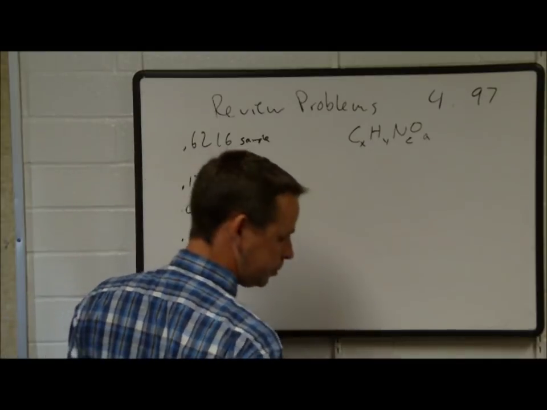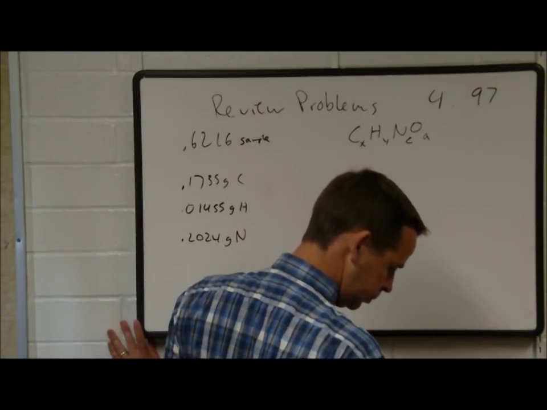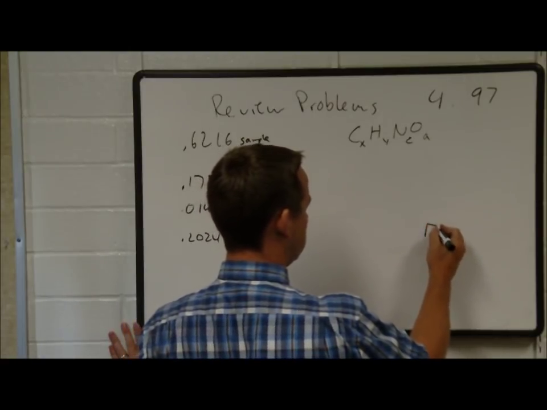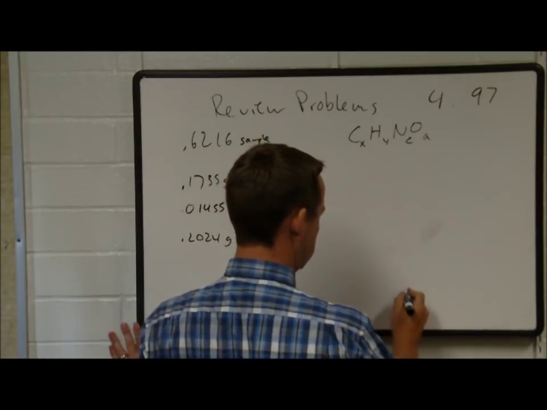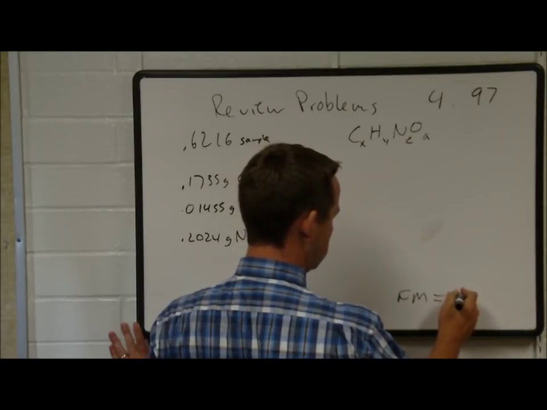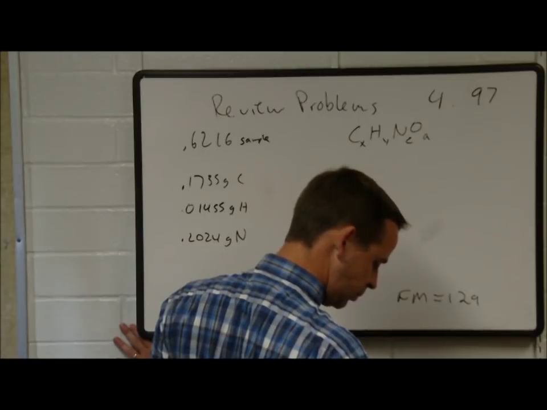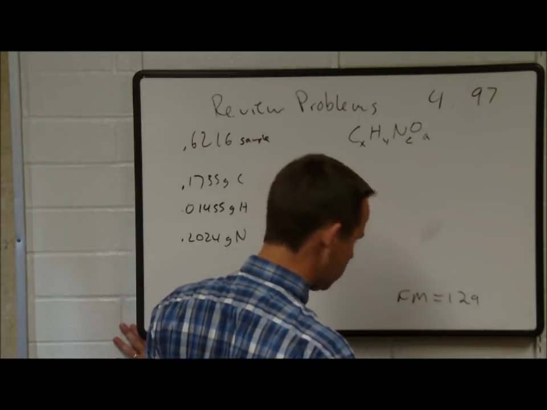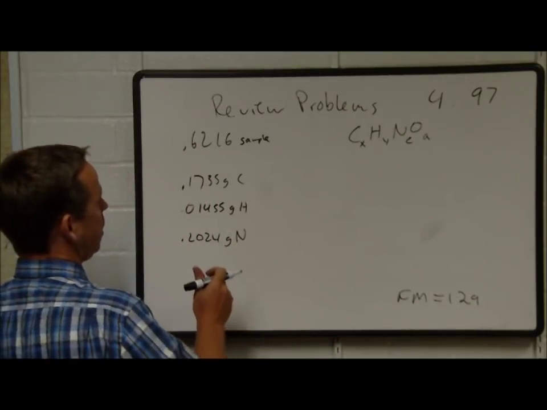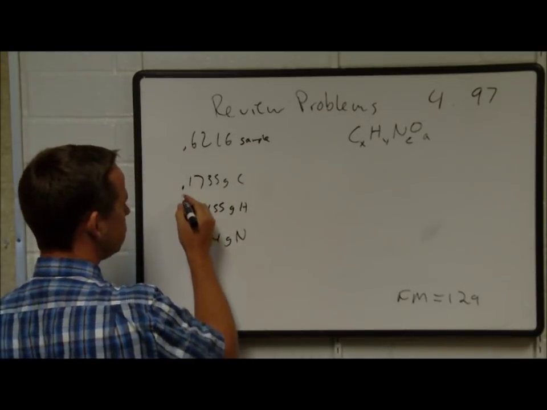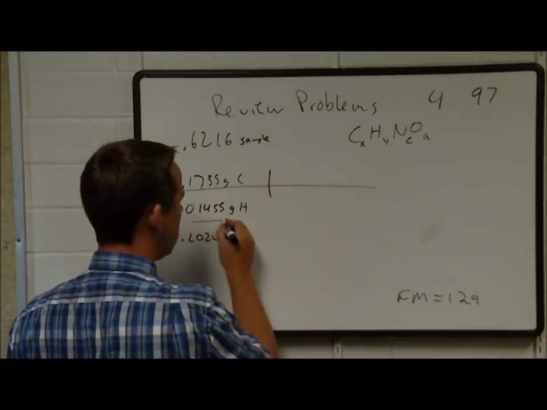Grams of nitrogen. Its formula mass is 129. Put that down here. 129. Calculate its empirical and molecular formula. All right, so you notice that they didn't tell us how much oxygen, so we have to find that out at some point.